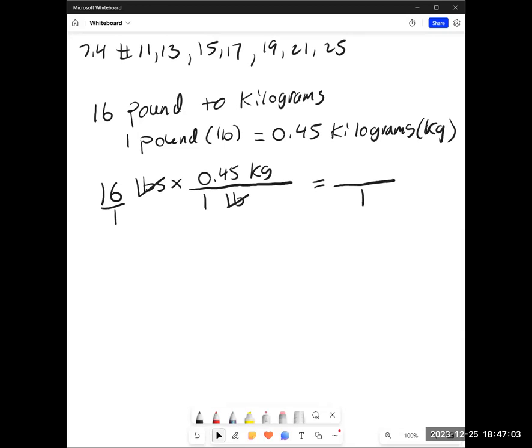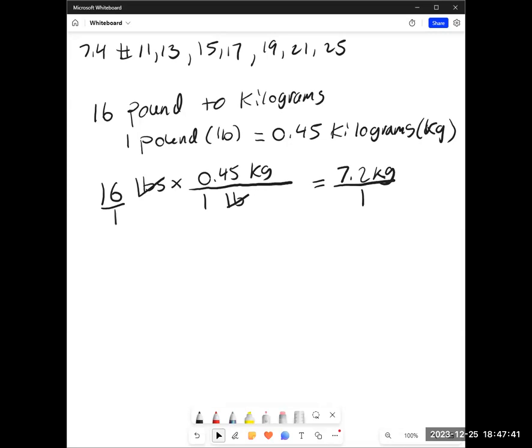This is going to be a fraction where we're going to multiply straight across. 16 times 0.45 is going to be 7.2 kg, and it tells us to round to the nearest hundredth as needed. Well, we've got it to the nearest tenth, but that's going to be 7.20 to the nearest hundredth. So 7.2 should work though. All right.